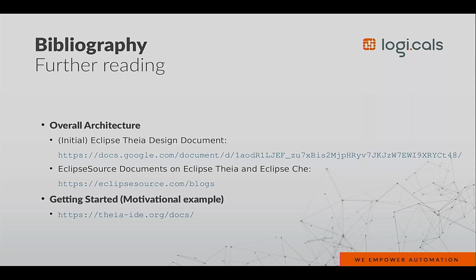So further reading, what can I recommend you to get started with, in case you're at that step? There is an initial Eclipse Theia design document. It has quite an age. I think it's 2 or 3 years old, but still it gives a very brief idea of how things are thought to be, or their high-level architecture at least. Then I can really recommend the blog of Eclipse source, because they have quite some articles which explain the concepts of Eclipse Theia. So for example, the distinction between Theia extensions and Theia plugins, and the terminology in overall.